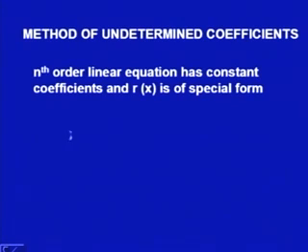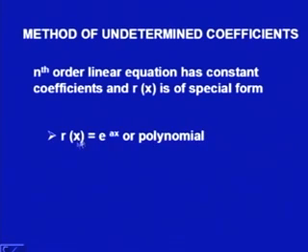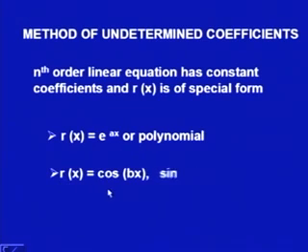What is that special form? Either it is e to the power a x, or a polynomial such as x to the power n plus b 1 times x to the power n minus 1 and so on plus b naught times x, or it is of the form cos b x or sin b x. That is, either it is of the form sin b x, cos b x, e to the power a x, or a polynomial, and the coefficients p naught, p 1 x and so on are all constants. Only then is this method applicable. This is as usual as we had learned.